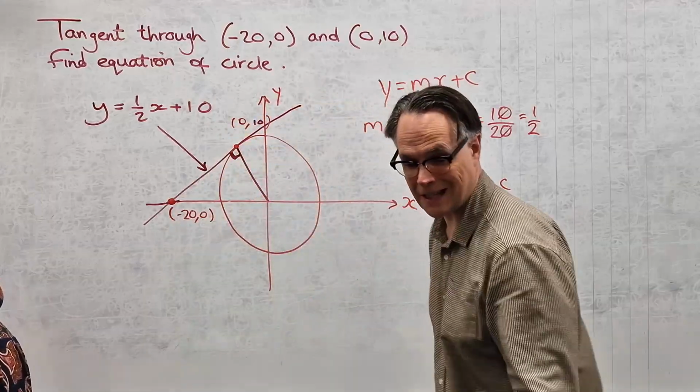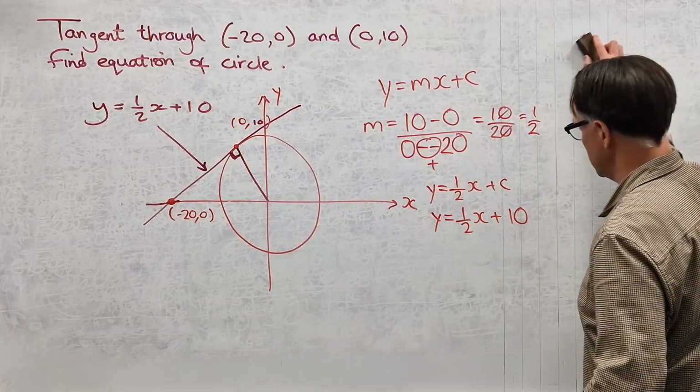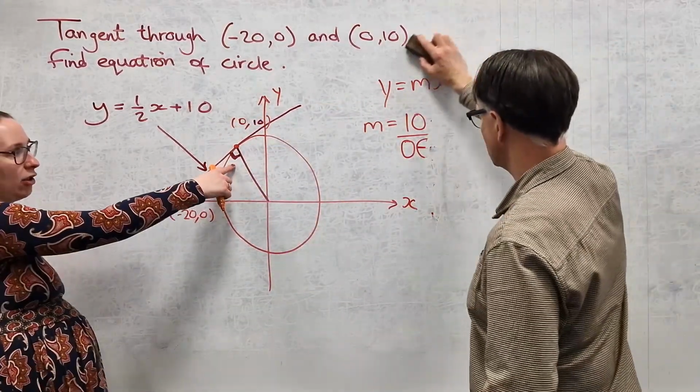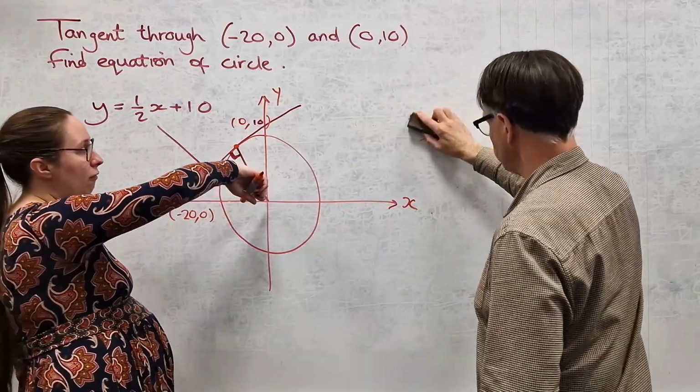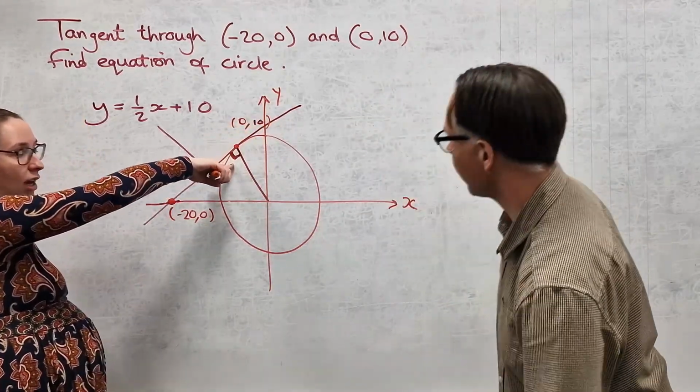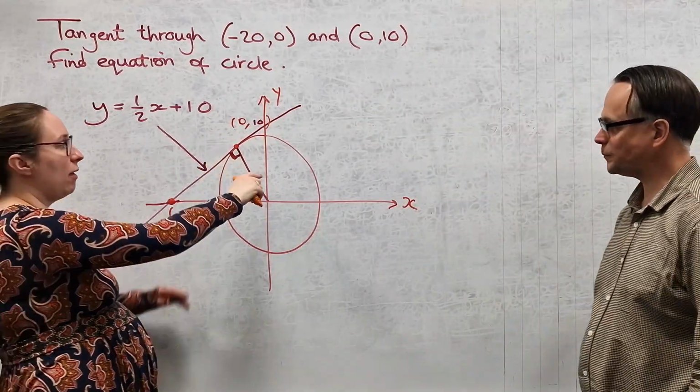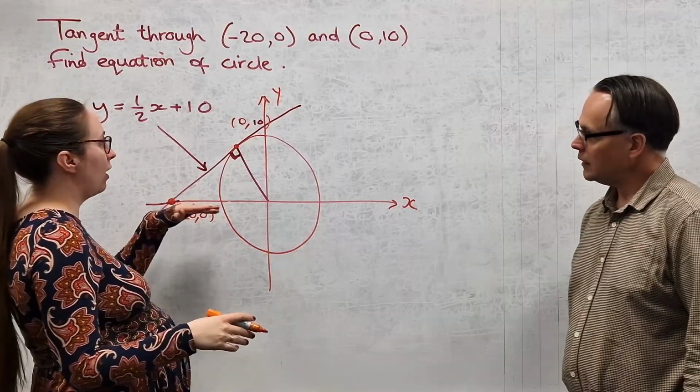Y equals a half x plus 10. Right, so let's clear some space again. And then let's come back to this concept, okay? So that the radius meets the tangent at a right angle, okay? And then we have to use our knowledge of straight line graphs as well.